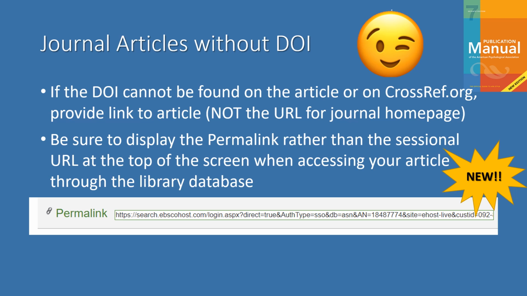If you were to search for an article using a database in the library, do not use the URL that appears at the top of the screen when you are looking at your article, because that is a sessional URL and it doesn't work elsewhere. You must find the little button that says permalink, and if you click on it, you'll see the actual permalink appear like I'm showing you here on the screen, and you would copy that long permalink and list that. And you do not put retrieved from or anything, you just put the link. So that's gotten a little bit easier.